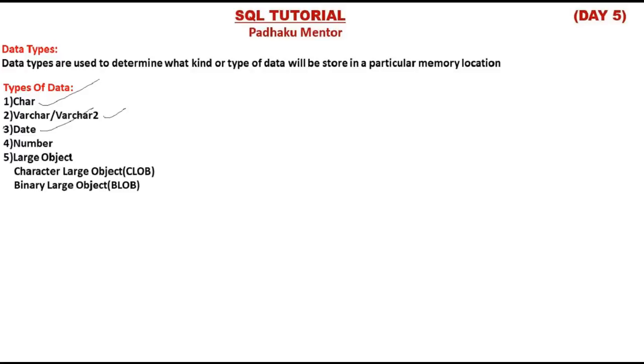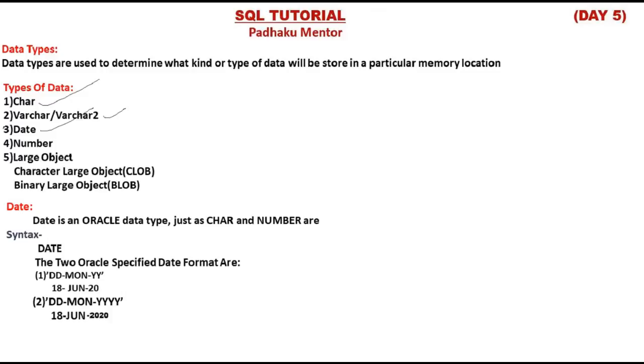So what is the date data type? Date is as simple as the char and number data types. It is used to store or print the date, only for this purpose. Oracle specifies two formats in which you can store a date in your database.